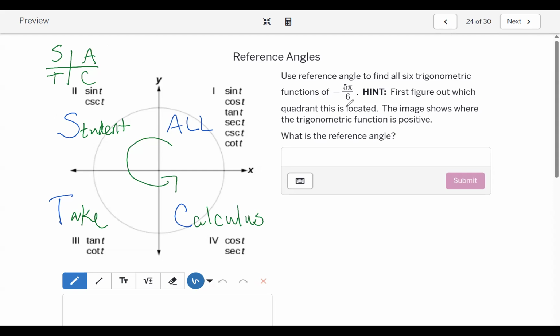Now, when we're looking at that -5 pi over 6, that is not quite negative pi. Negative pi would measure all the way to the line. So -5 pi over 6 is somewhere in quadrant 3.